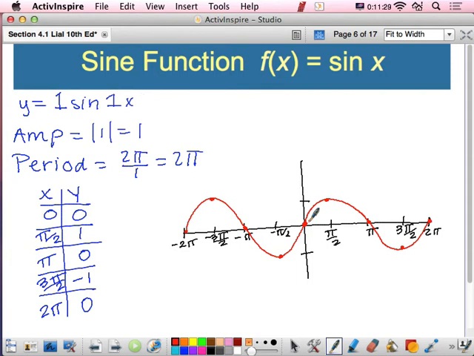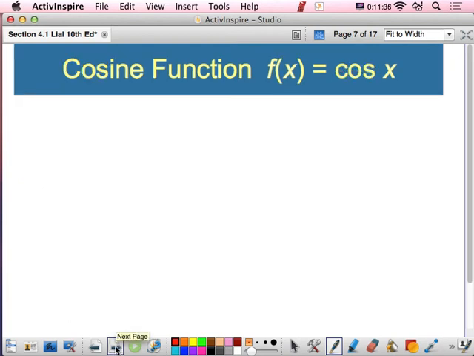No? Okay, so we're going to look at cosine next, and we'll go through that a little bit faster now that you've kind of figured it out. It's not very different from sine. So let's look at the parent function, y equals cosine of x.